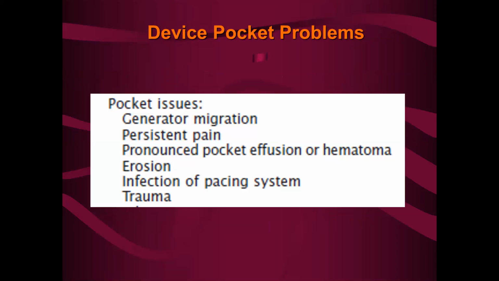And then some rare type of complication with the device pocket that comes up, and it's not very frequent at all, is the generator may migrate. So if the patient is pushing on it, or if the pocket is super loose, so that the generator has room to wiggle, it may, with the patient's body motion, migrate downward. Persistent pain. So it's truly an uncommon problem, but it is also a very hard to diagnose type of problem.